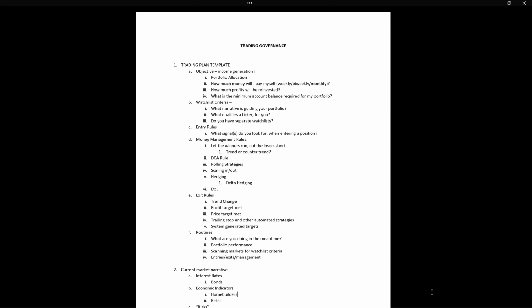So for me, I have system generated targets. I've developed a system where I can plug in some numbers and, as long as I'm on the right side of the trade, it'll tell me what premiums I could be looking at as far as where I could be getting out. So, options premium targets for those positions.